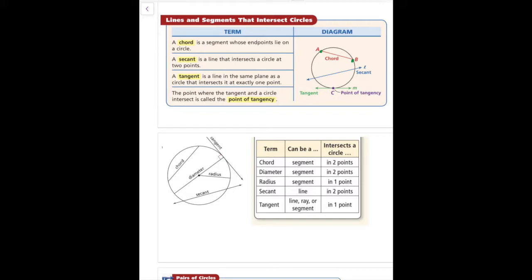And the next one is a secant. A secant is a line that intersects a circle at 2 points. It's a line. A chord is a segment, and if you extend that segment, it is going to be a secant. So a secant is a line. That is the difference between a chord and a secant. A chord is a segment, a secant is a line that intersects the circle in 2 points.